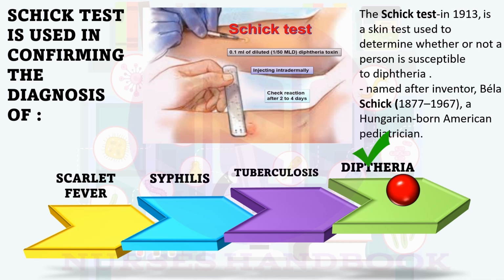An equivalent amount of heat inactivated toxin of 0.1 ml is injected into the right forearm. Then the test is read at 1 to 4 days. If there is no erythematous reaction, it means Schick test is negative and the person is immune and need not be immunized or reinforced. If there is erythematous reaction, then the person is Schick test positive, means they are susceptible to diphtheria.